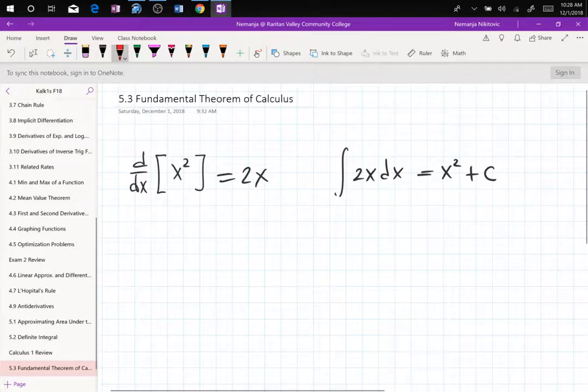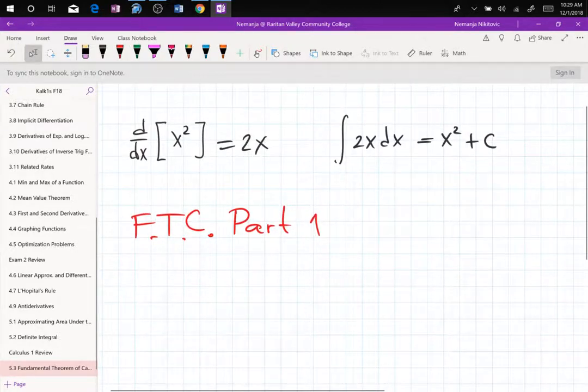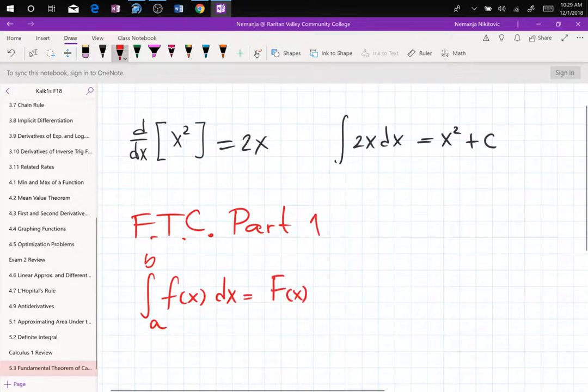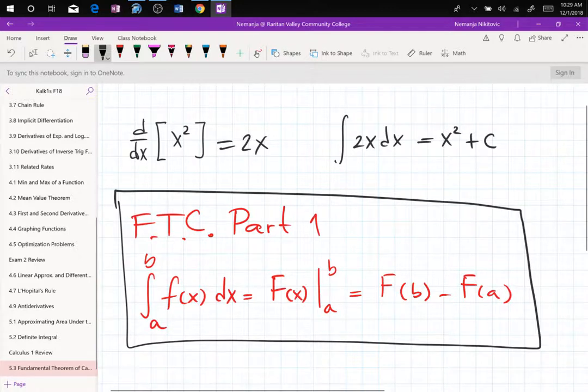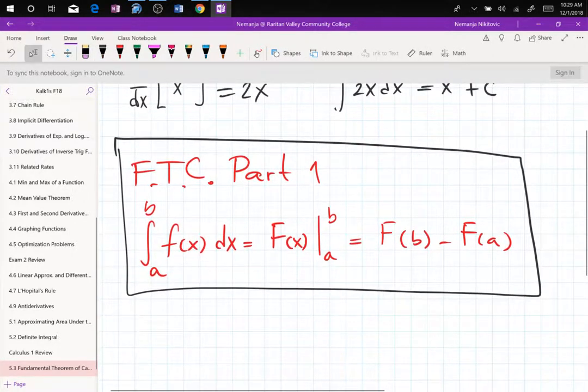I'm going to say that fundamental theorem of calculus part 1 is the good old definite integral. The integral from a to b of f of x dx is equal to any antiderivative capital F of x computed from a to b, which is F of b minus F of a. So this is part 1. It's a definite integral, and we said that we can find area under the curve using this.